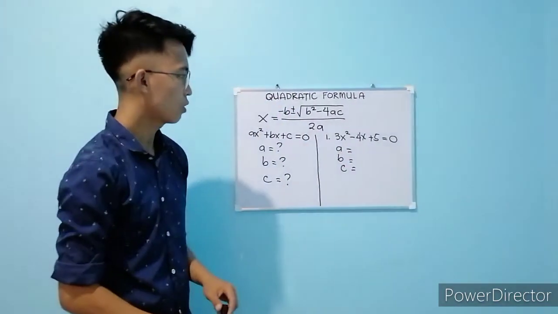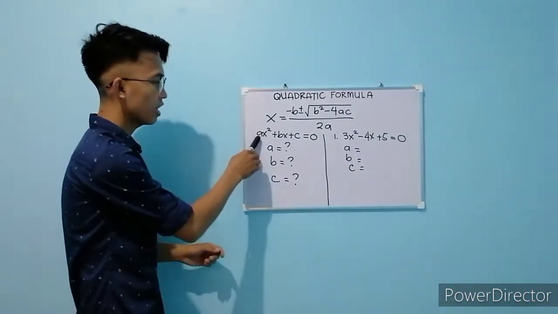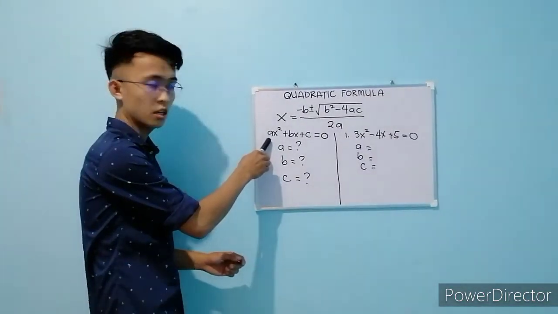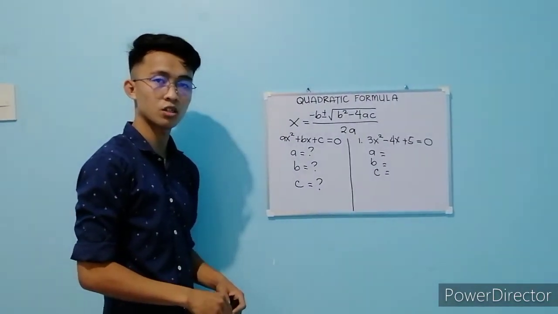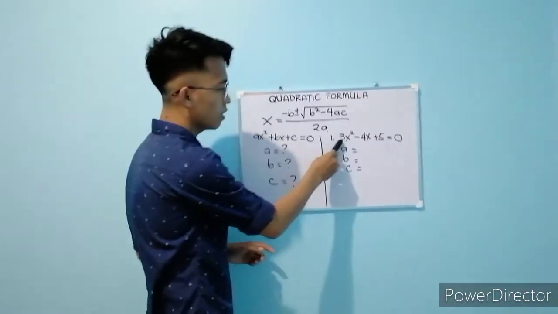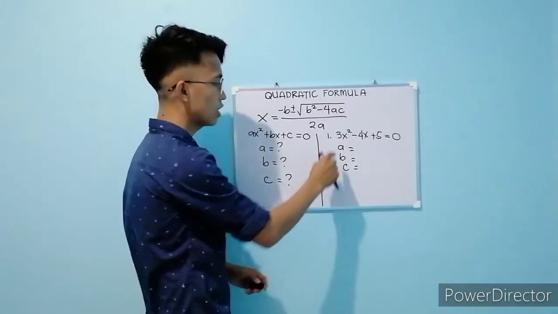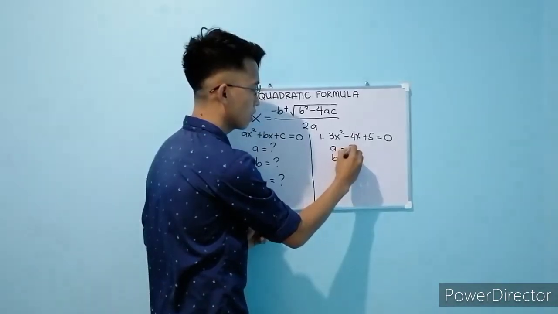In this equation, we can see that a is always the coefficient of the term with the highest degree, which is 2. So here, what is the value of a? Obviously, it is positive 3.